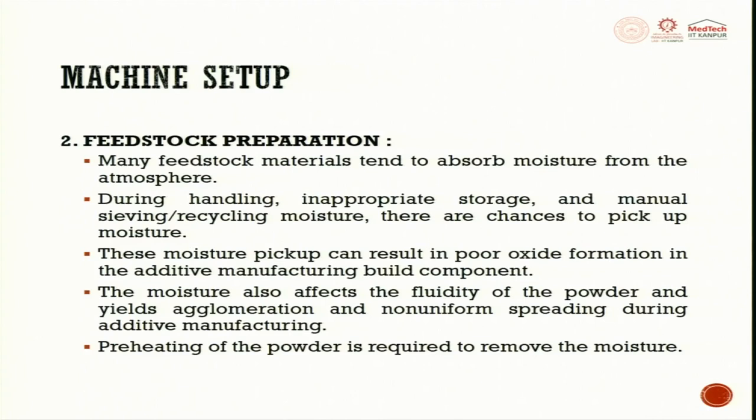Then feedstock preparation. Many feedstock materials tend to absorb moisture. So, we have to be careful. Even the metal powder can absorb moisture. During handling, inappropriate storing, manual sieving, and recycling, there are chances to pick up moisture. Once the moisture is picked up, when we do the SLS or SLM process, there is a problem of generating porosity. This moisture can also result in poor oxidation formation in the additive manufactured components. The moisture can affect the fluidity of the powder, so the flowing of the powder through the nozzle, or before it is used by a recoater blade, can be affected, yielding agglomeration and non-uniform spreading during the additive manufacturing. Preheating of powder is required to remove the moisture. So, these are all feedstock preparation steps which are to be done before the process.